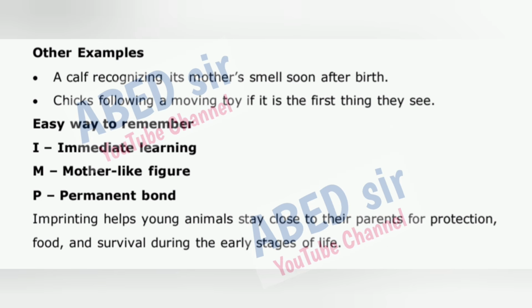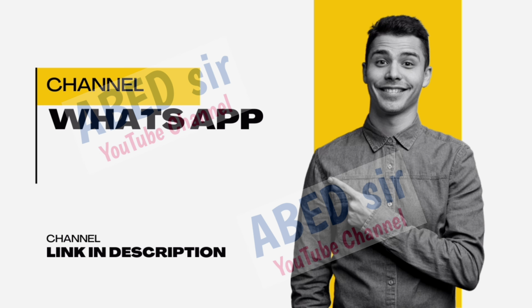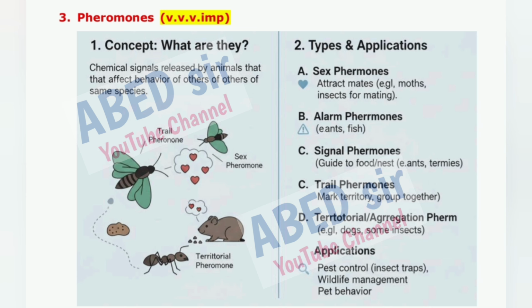Other examples: a calf recognizing its mother's smell soon after birth. Chicks following a moving toy if it is the first thing they see. Easy way to remember: I, Immediate learning. M, Mother-like figure. P, Permanent bond. Imprinting helps young animals stay close to their parents for protection, food and survival during the early stages of life.